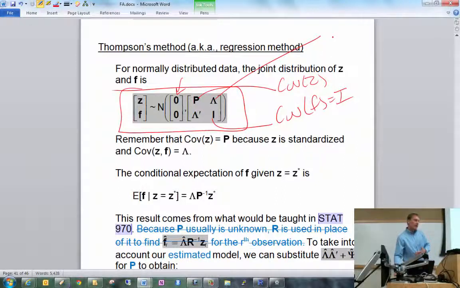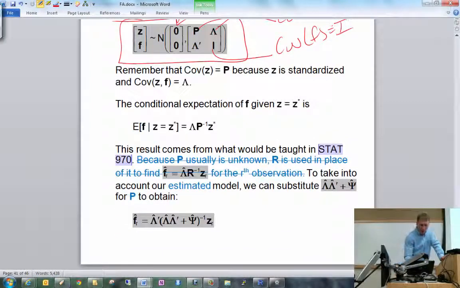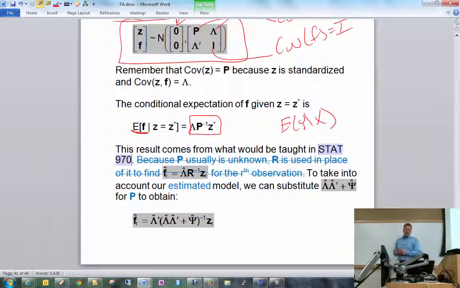And again, to use some stuff that one would learn about in Stat 970, one could find the expected value of F, given some observed value for Z. And you would find that to be lambda times P inverse times Z star. For those of you who had Stat 970, compare this to what you would have for, let's say, the expected value of Y conditional on X. Please make that small change there. I didn't think it really added anything, maybe even confused the issue, so that's why I deleted some text there, and I made some small changes also in blue.